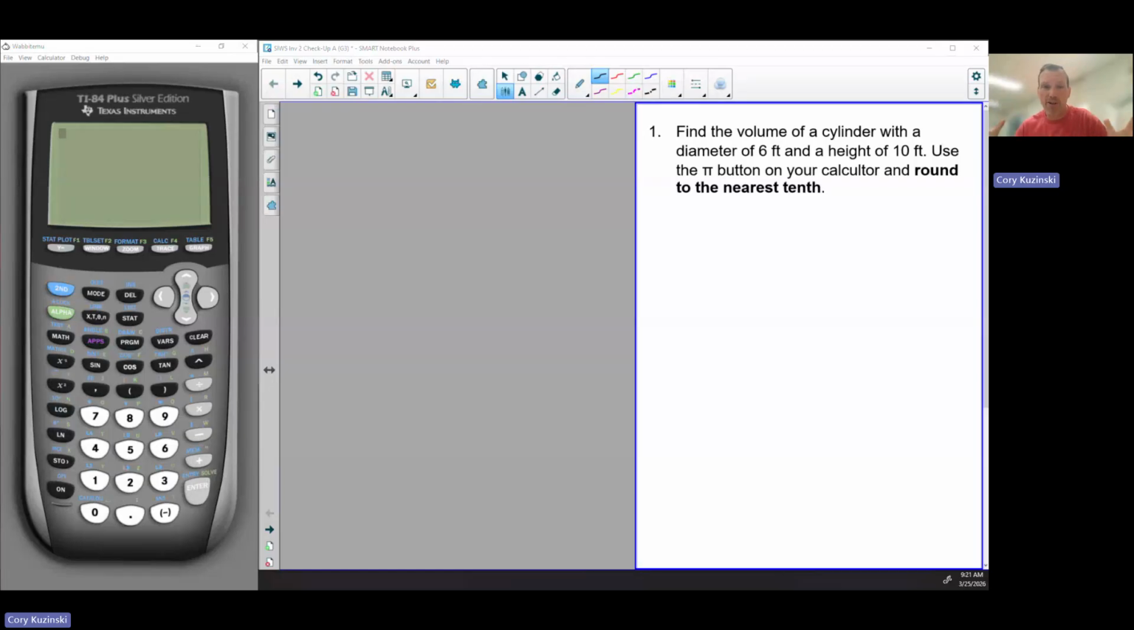We're going to do some volume of cylinders, cones, and spheres. Here we go. Find the volume of a cylinder. Okay, let's just start right there. A cylinder is stacked circles, which means we have to find the area, pi r squared, of the circle on the bottom of the cylinder, and then it's stacked up circles. So that would be how high this thing is.